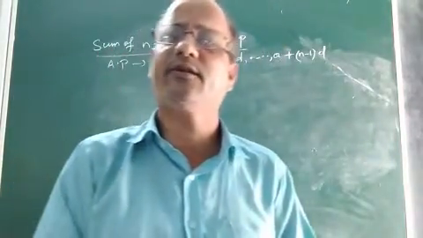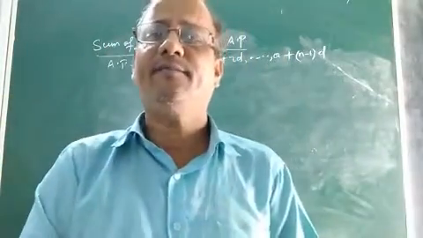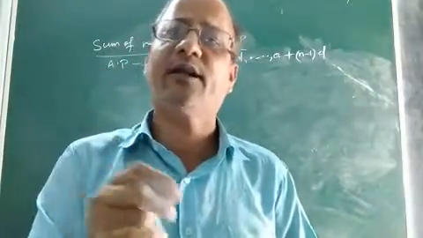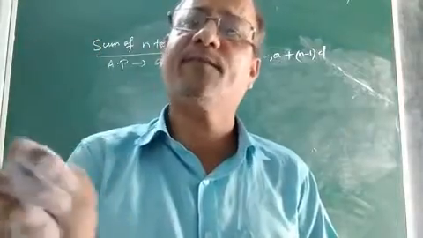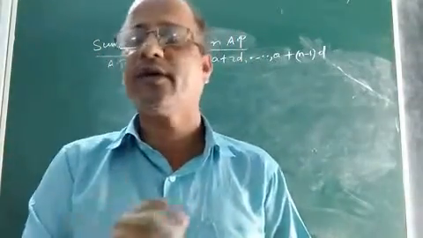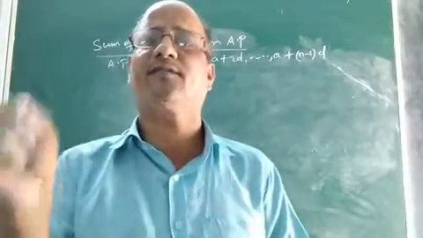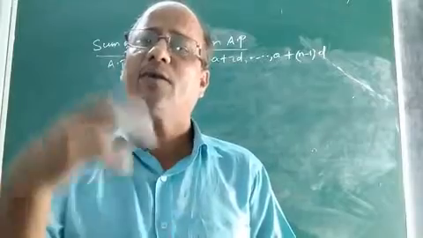Children, in the last class we discussed what the general term of an AP, that is the nth term of an AP from the beginning, is, and I had derived its formula. Also we had derived how to find the nth term of an AP from the end, and what its formula is. Now today let us discuss the last part of this chapter, arithmetic progression, that is the sum of n terms of an AP. So what is meant by this?